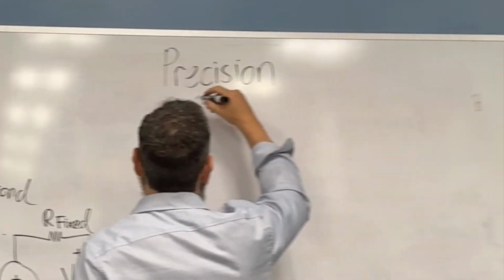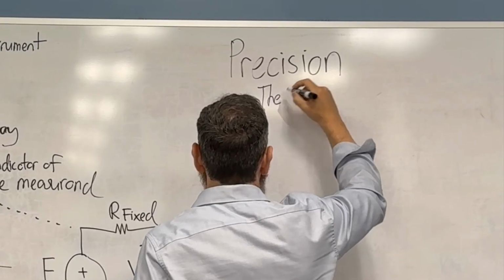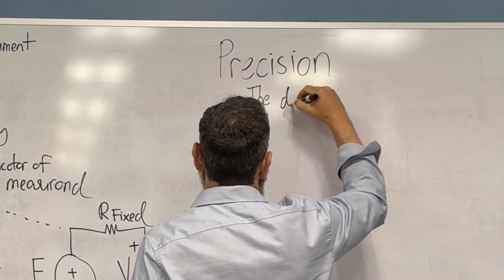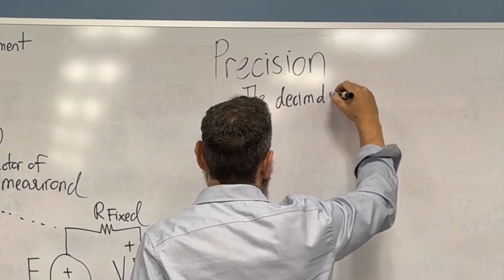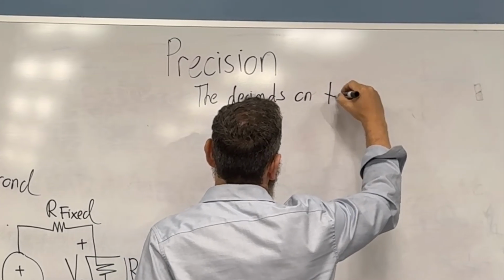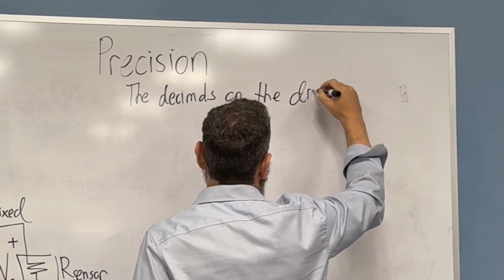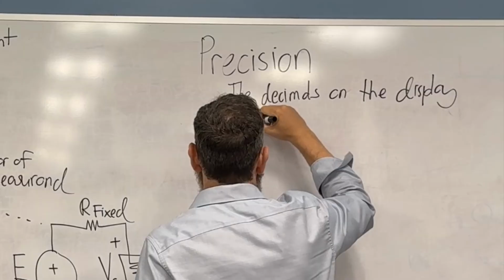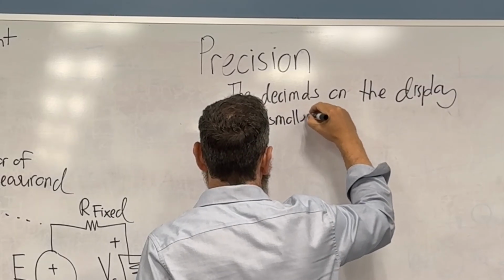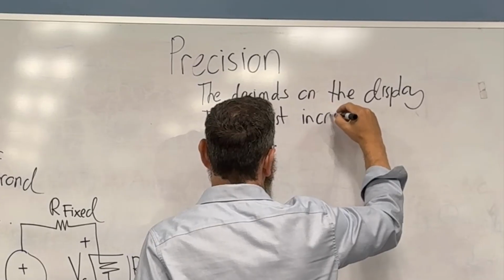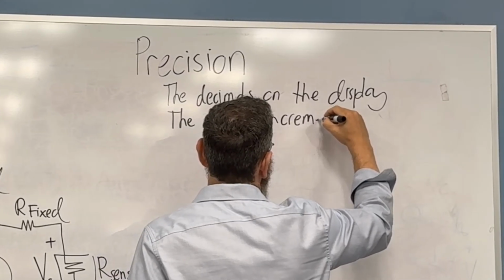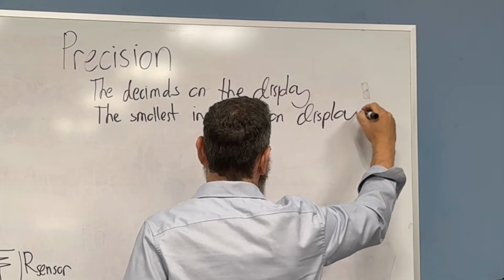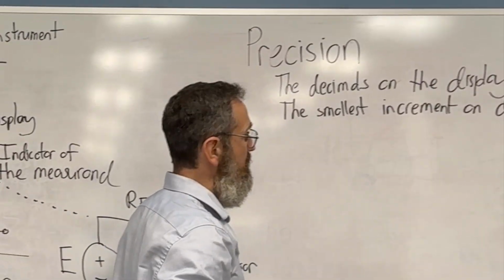I'm going to define it as the decimals on the display, or the smallest increment on the display. Maybe neither one of those is clear, so let me give an example.